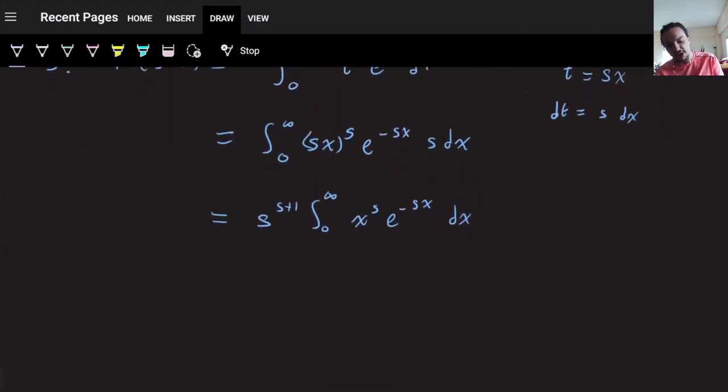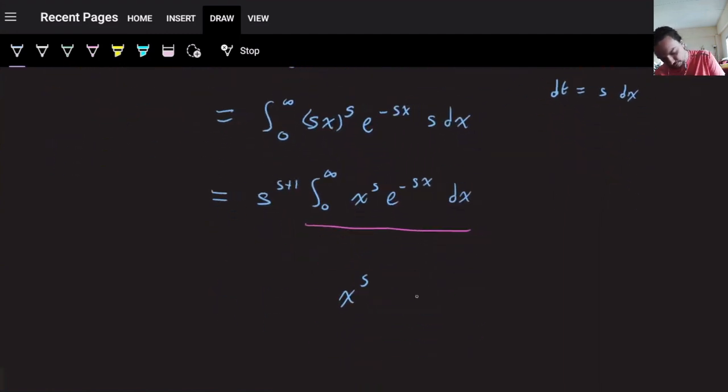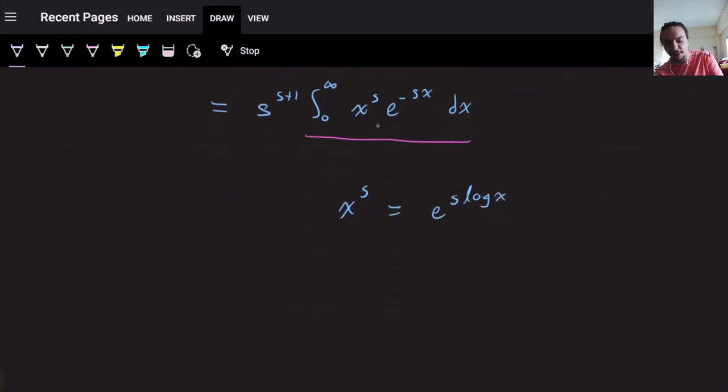All right. And so now we have this integral right here. What I'm going to do is write x to the s is equal to e to the log, so s log of x. And why am I going to do that? So that I can combine the two exponents. So I get s to the s plus 1, the integral from 0 to infinity of, now I combine these two exponents, e to the s times log x minus x.